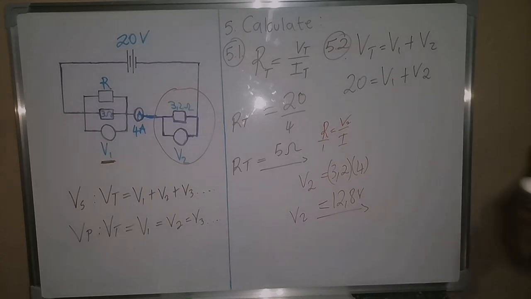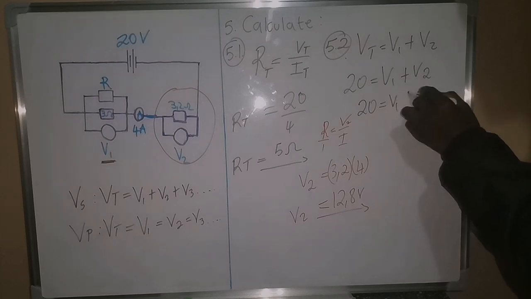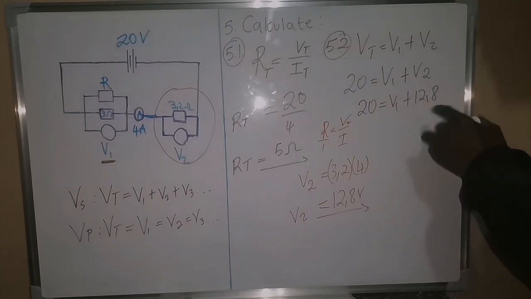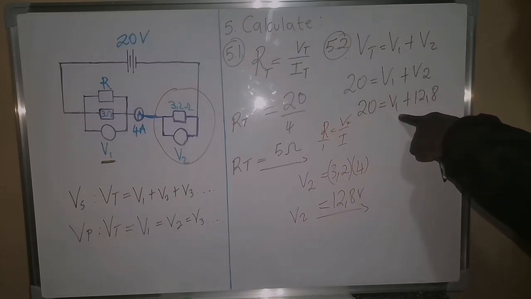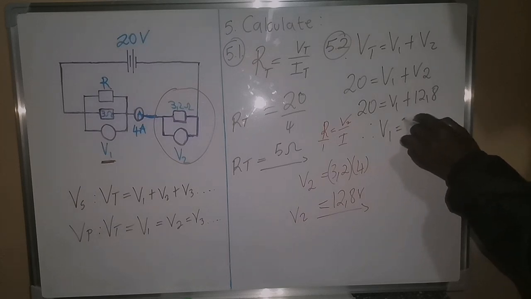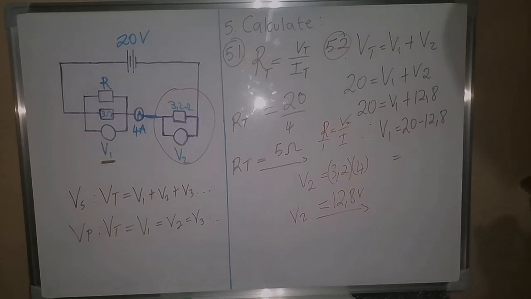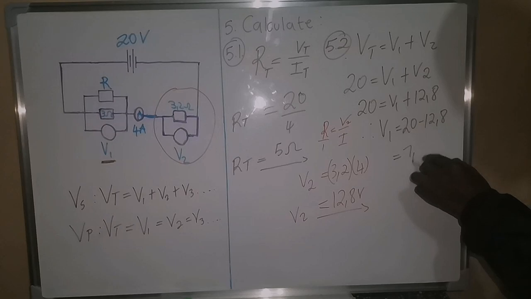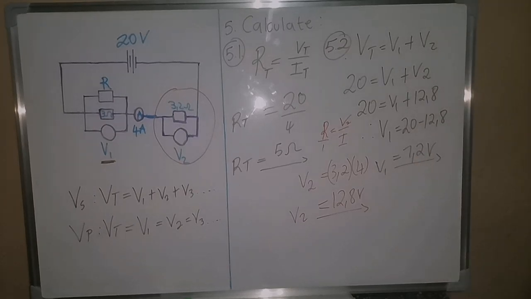I can find V1 by saying 20 is equal to V1 plus 12.8. I'm going to transpose this 12.8 to the left and be left with V1 as the subject of the formula. Therefore V1 is equal to 20 minus 12.8. Therefore, V1 is 7.2 volts. This is the value of V1. I hope you can hear me.